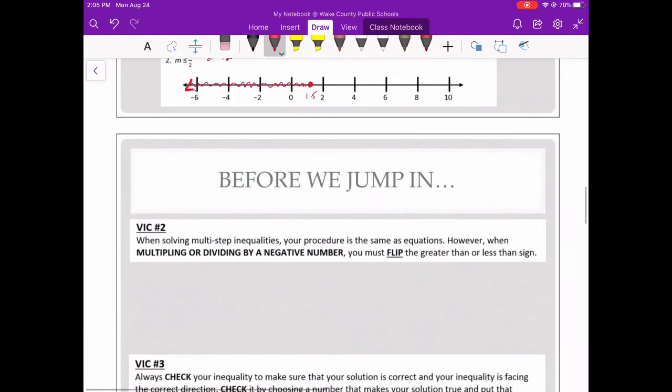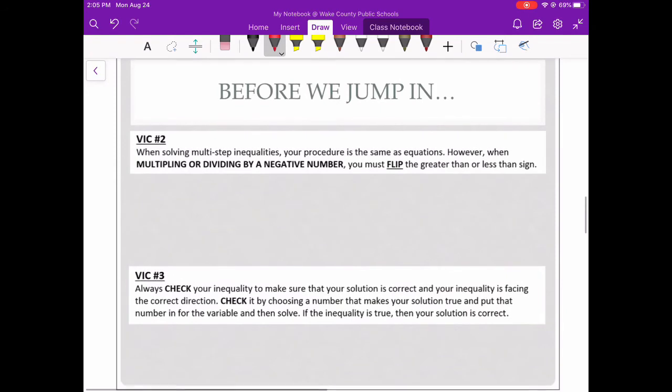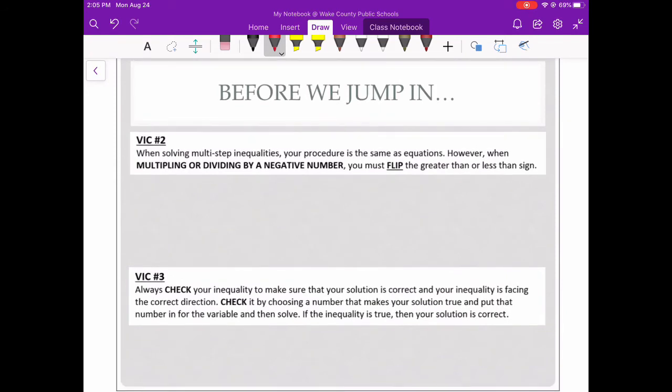All right, so we've got a couple of things to keep in mind before we jump in. You might want to pause your screen and make sure you have these things written down. When solving multi-step inequalities, your procedure is the same as equations. We already talked about that. We're going to do the reverse order of operations, but if we multiply or divide by a negative number, you have to pay attention and change the greater than or equal to symbol.